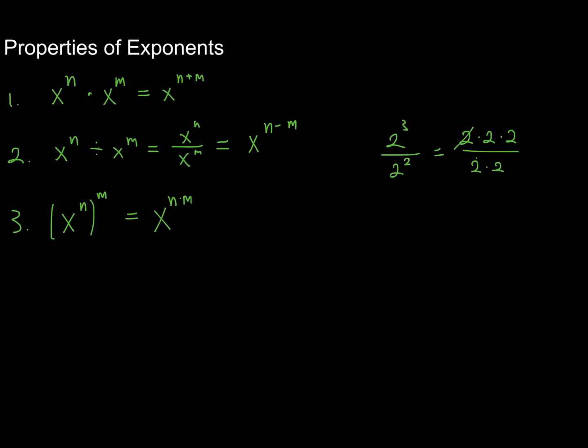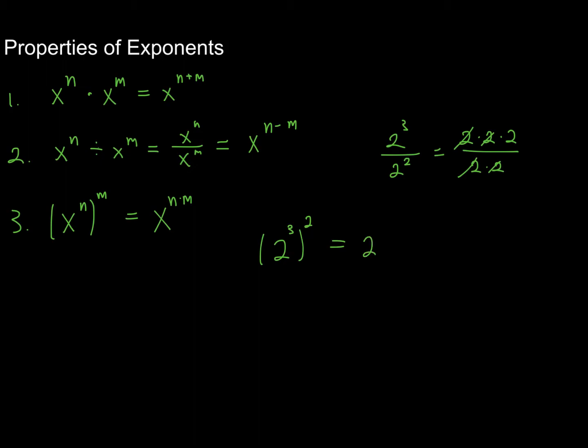Well, of course, 2 over 2 over 2 is 1 over 1, and so you're left with 2 to the first power. In other words, 3 minus 2, which is 1, or 2 to the first power. And if you have an exponent and you're raising it to another exponent, then you're simply multiplying the two exponents together. Quick example here, 2 to the third power to the second power.